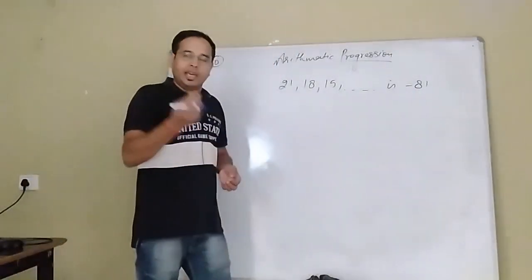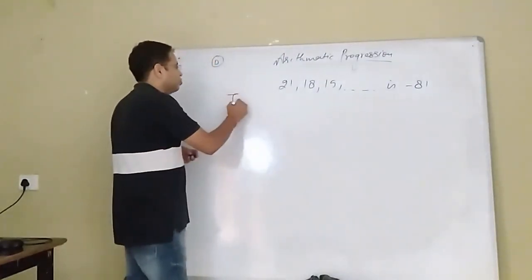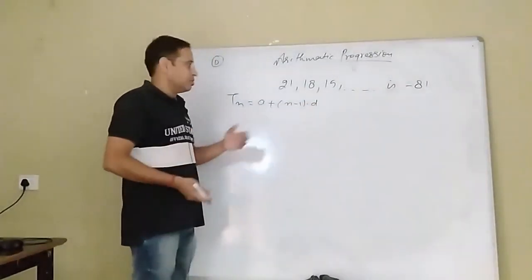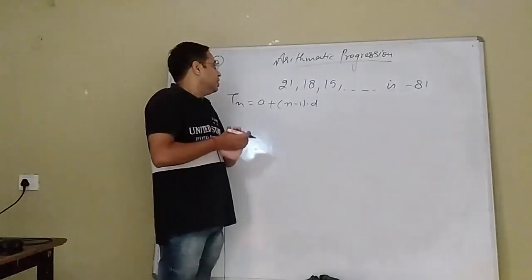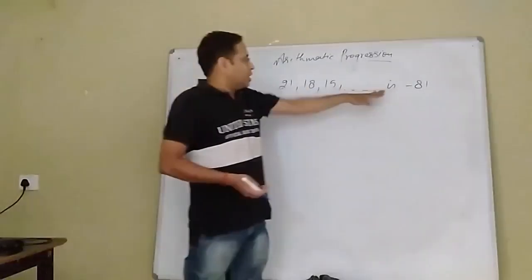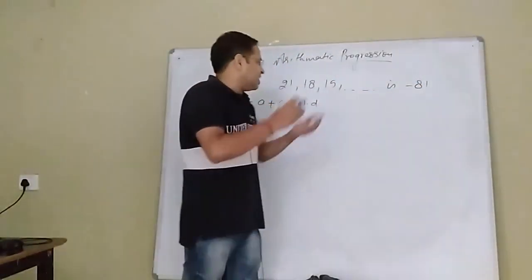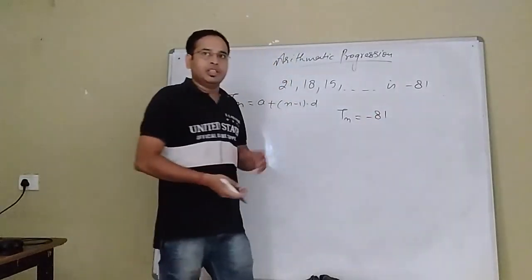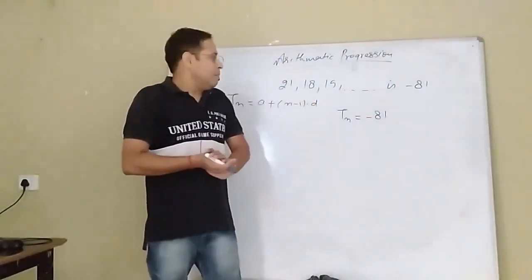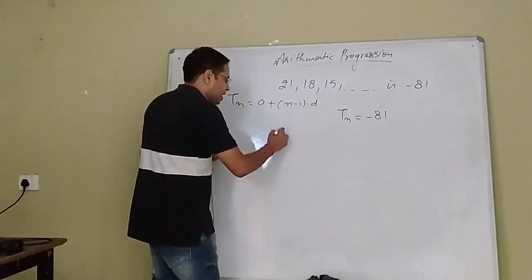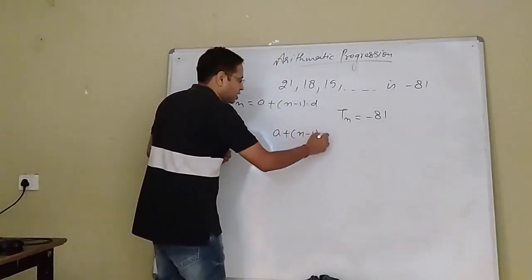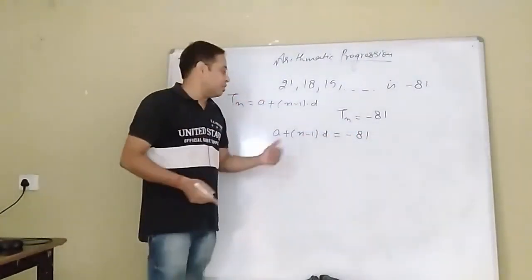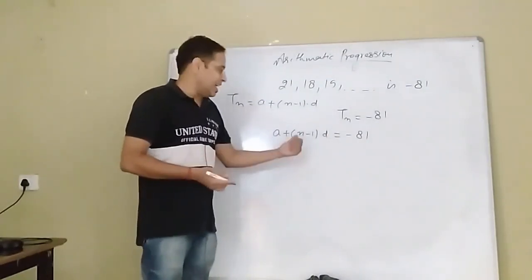Okay? So we know only one formula, that is Tn is equal to A plus n minus 1 into D. This is the universal formula, isn't it? So we need to find out which term of this sequence is minus 81. So let us suppose that the nth term of this AP is minus 81. So let's apply the formula. A plus n minus 1 into D is equal to minus 81. And what we need to find out? We need to find out the value of n.